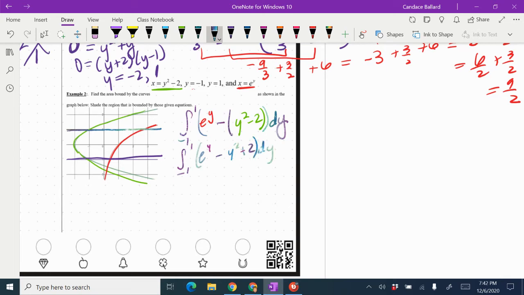All right, so we're going to integrate. When I integrate e to the y, I know I get e to the y. When I integrate y squared, we get y cubed over 3. When we integrate 2, we get 2y. And we're going from -1 to 1.